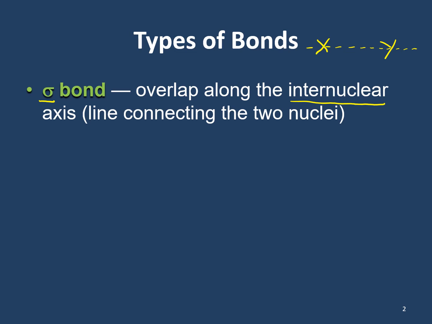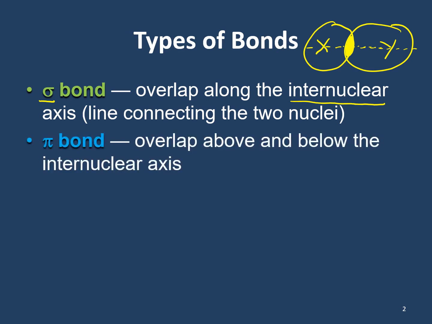So in other words, if we think about an s orbital, a spherical thing, overlapping between these two, notice that this overlap here is occurring along that internuclear axis. This would be defined as a sigma bond, therefore.